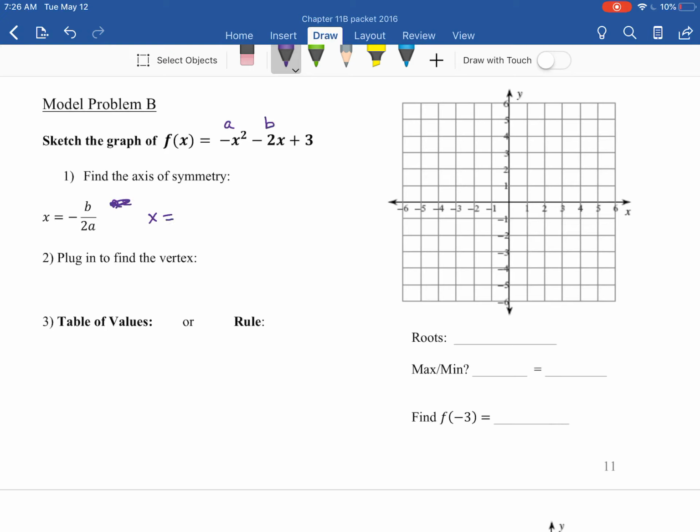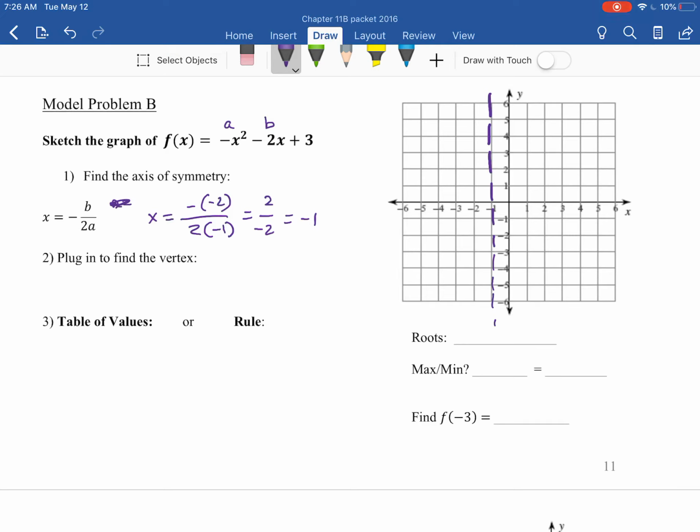So x equals -2 over 2 times -1, which is 2 over -1, which is -2. That is where, no, 2 over -2, sorry, which is -1. Okay, +2 over -2, -1. Axis of symmetry is -1.